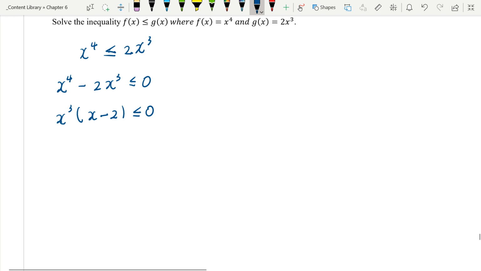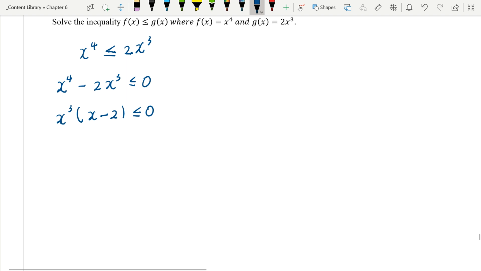So how many linear factors do you have? More than that. 4. x to the power 3, that's 3. x, that's 3 linear factors. And then x minus 2, that's the fourth one. So there are 4 linear factors here.